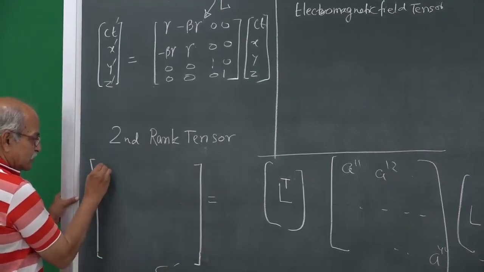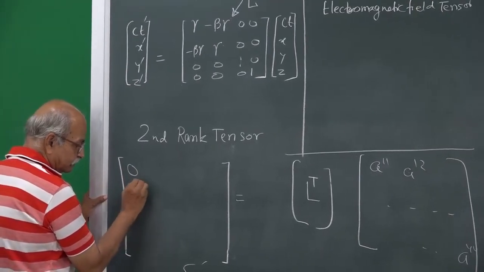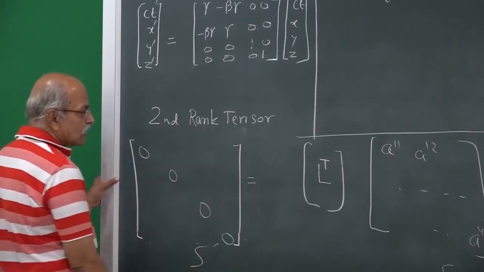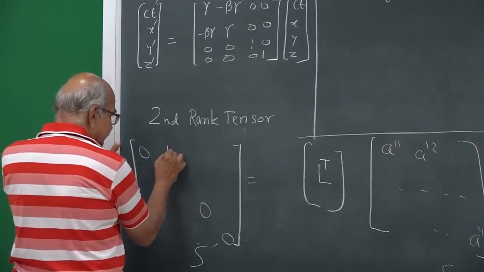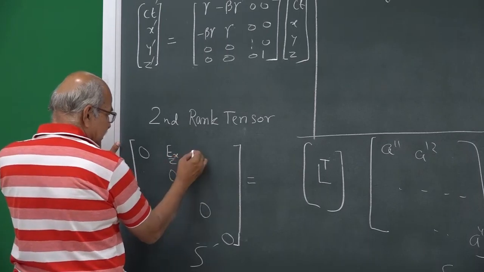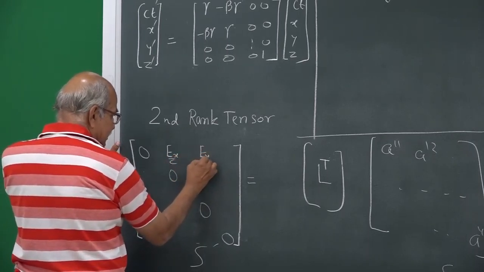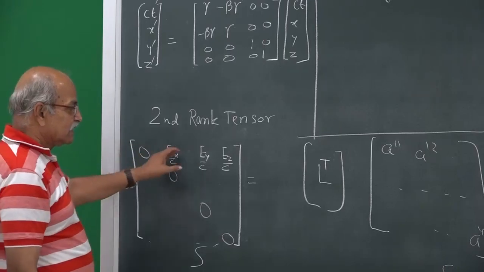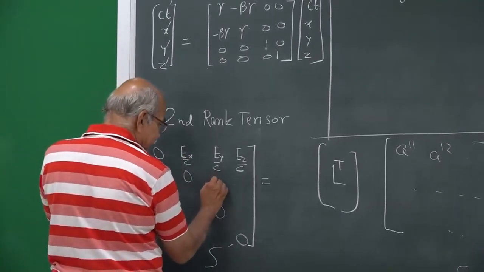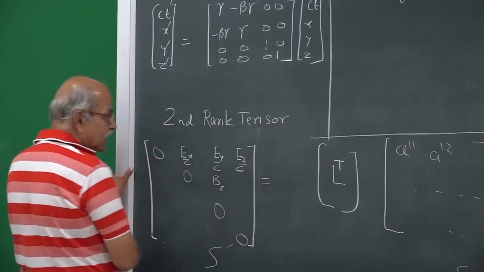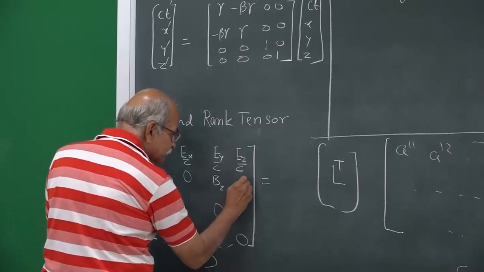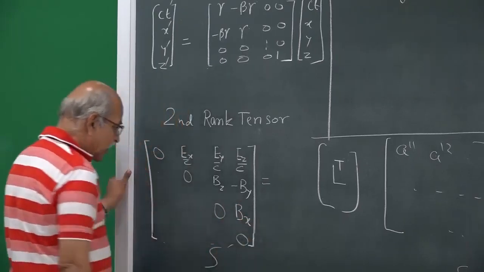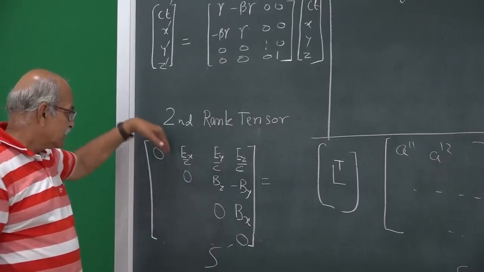All the diagonal elements of this are 0. So 0 here, then 0 here, then 0 here and 0 here. And then you write Ex by C here. This component is Ex divided by C. This component is Ey divided by C. This component is Ez divided by C. So the first row is complete. In the second row, you have Bz here, the z component of magnetic field, and you have minus By here. In the third row, you have Bx here. So I have written half of this 4 by 4 matrix, including this diagonal.